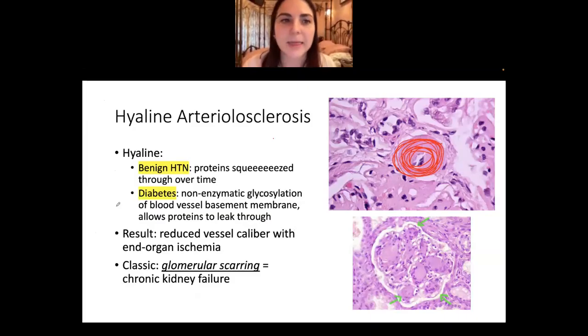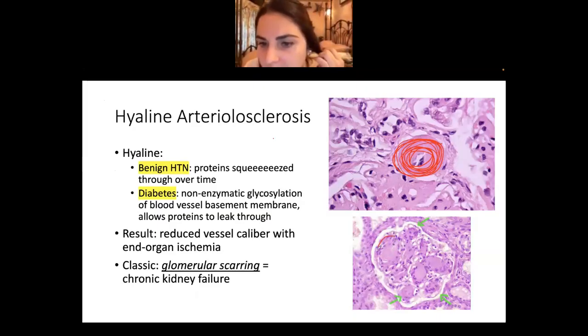This can also happen in the kidney. If you have diabetes, you can get hyaline arteriolosclerosis of the glomerulus. That's your diabetic nephropathy. In diabetes, there is non-enzymatic glycosylation, so basically no enzyme is putting the sugars on; they're just leaking into the kidney over time. Since the blood pressure is so high, when the blood gets to the kidney, they leak into the blood vessel wall, and that's what allows the proteins to leak through.